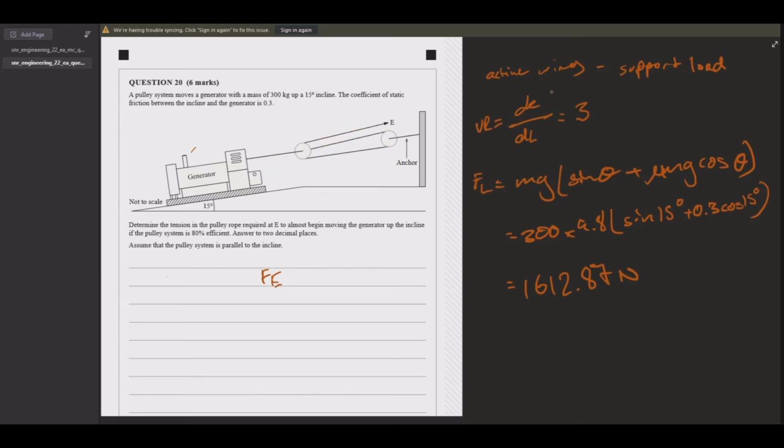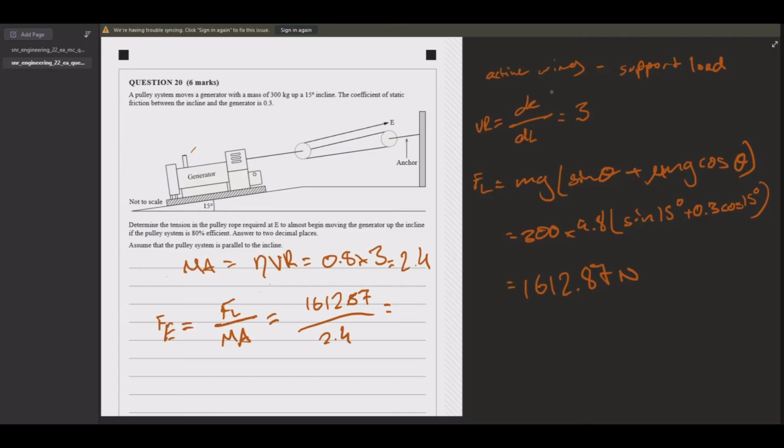And then to find the force of the effort, because we're assuming the pulley system is 100% efficient because it hasn't said otherwise. Oh no, it has said it's 80% efficient. So actually, before we do that, we need to figure out the mechanical advantage, and that's efficiency times velocity ratio. So 0.8 times 3, that's going to give us 2.4. So what we're going to do next is see that force of the effort is going to equal force of the load divided by the mechanical advantage, which is 1612.87 divided by 2.4. And that's 672 newtons.